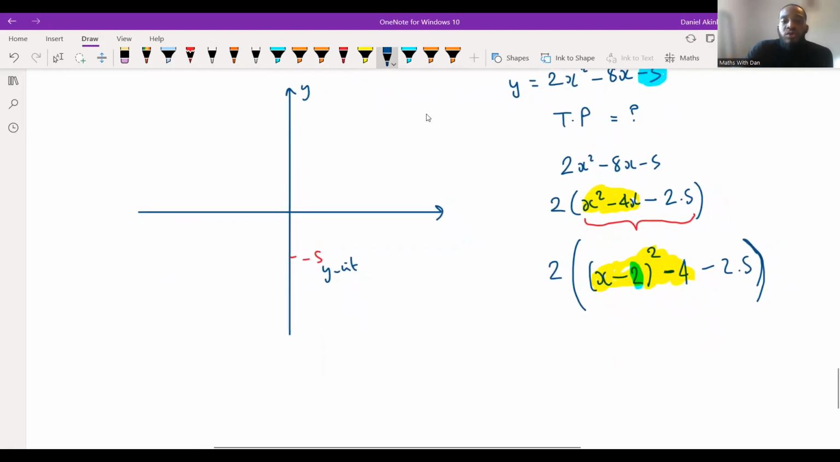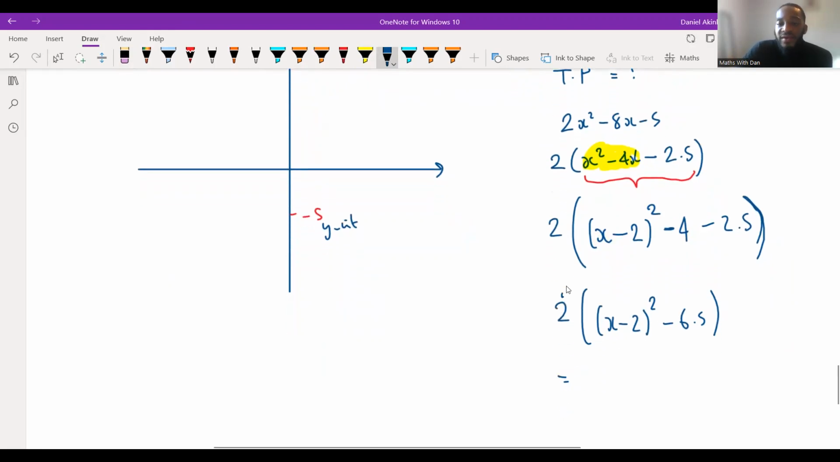Okay. Cool. So now continuing. Let me just rub this out a bit. Okay. Perfect. So now continue. We're just going to tidy this up. So it becomes x minus 2 all squared. And then -4 minus 2.5 is -6.5. So therefore, now I've got 2 lots of that. Now remember, whenever you're completing the square, you want to expand the bracket, right? Because this is 2 times x minus 2 squared, you're just going to do 2 and then put an x squared like this. And then 2 times -6.5 is going to be -13.